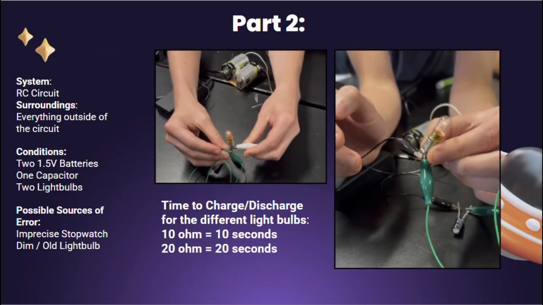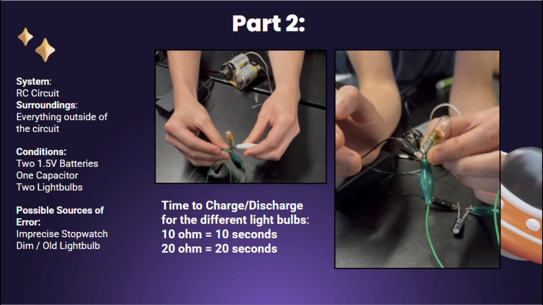For part 2, we created an RC circuit, which is essentially a resistor-capacitor circuit. So the system was that, and the surroundings are obviously everything outside of that circuit. For this one, we kept the two 1.5 volt batteries, but now we have a capacitor and 2 light bulbs. This part of the experiment was testing the time to charge and discharge for the different light bulbs.